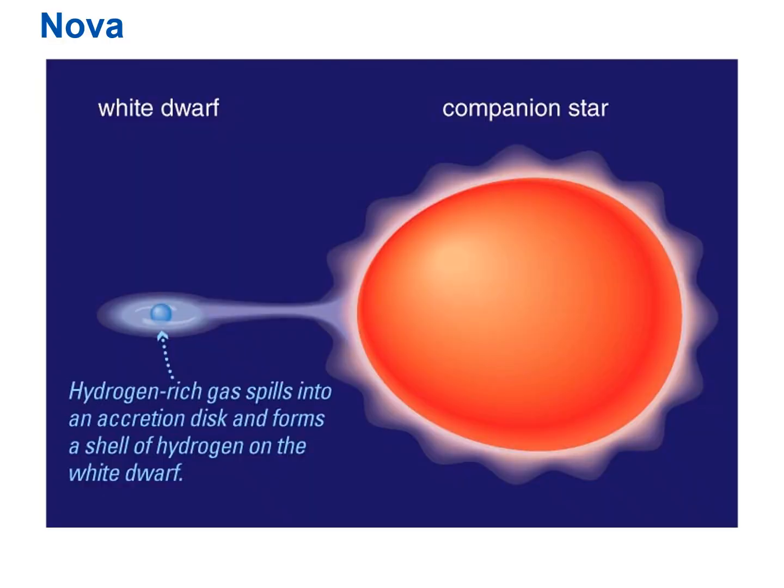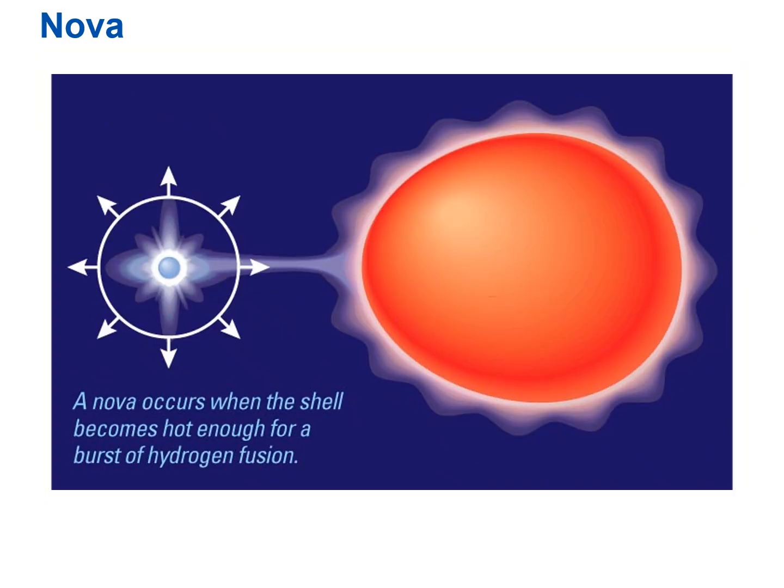Well, that shell is very, very hot, and if it gets up to 10 million Kelvin, it can undergo nuclear fusion. So for a very brief moment, this star comes back to life with a burst of nuclear fusion, and that's what's called a nova. Now, nothing happens to the white dwarf itself. It's just that shell of hydrogen gas that's been built up. A nova occurs when the shell becomes hot enough for a burst of hydrogen fusion.